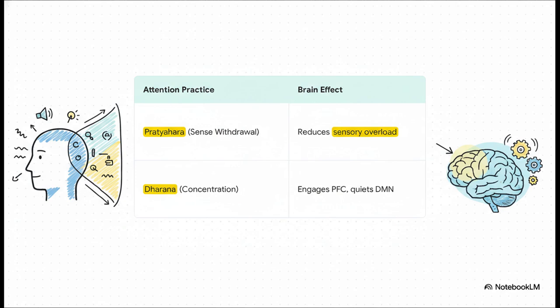And finally, we get to the practices of attention. Pratyahara, or withdrawing the senses. This isn't about blocking the world out. It's about reducing sensory overload so your salience network stops freaking out at every little distraction. Then there's dharana, concentration, which gently engages your prefrontal cortex, the CEO of your brain, to hold your focus. This naturally keeps the DMN quiet without you having to fight it.